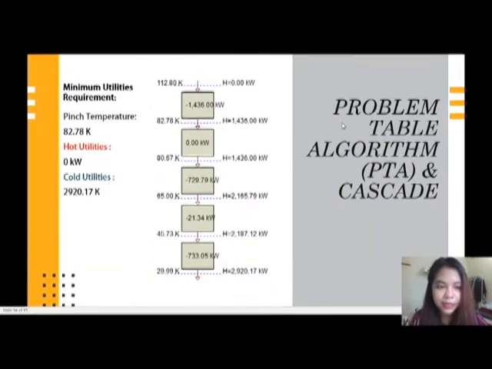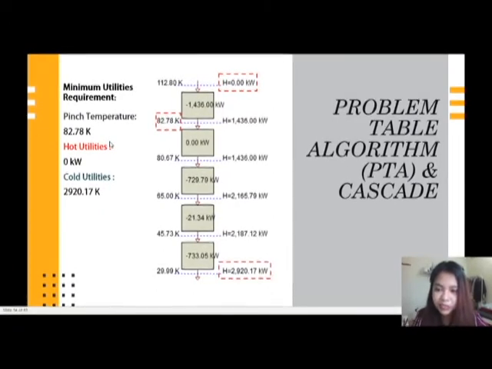Moving on to the problem table algorithm, PTA, and the cascade. This is our PTA and cascade. From the PTA, we are able to obtain information on the minimum utilities requirement. From the cascade, we know that we need 0 kilowatt for hot utilities, and for the pinch temperature, the point in the heat exchanger where the temperature difference between hot and cold fluid is at its minimum, in this process our pinch temperature is at 82.78 Kelvin. And lastly, we are able to obtain information on the cold utilities required, and in this process we require 2920.17 kilowatt.